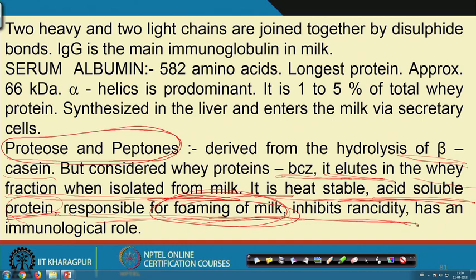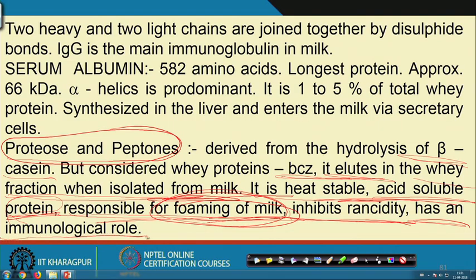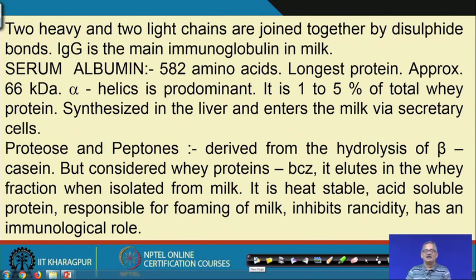If there is some fat, that fat can be hydrolyzed or turn rancid, but this prevents or inhibits the rancidity. Who? That proteose peptone, these proteins, right? And it has an immunological role. So that means some immunity concerned things are associated with this proteose peptone.